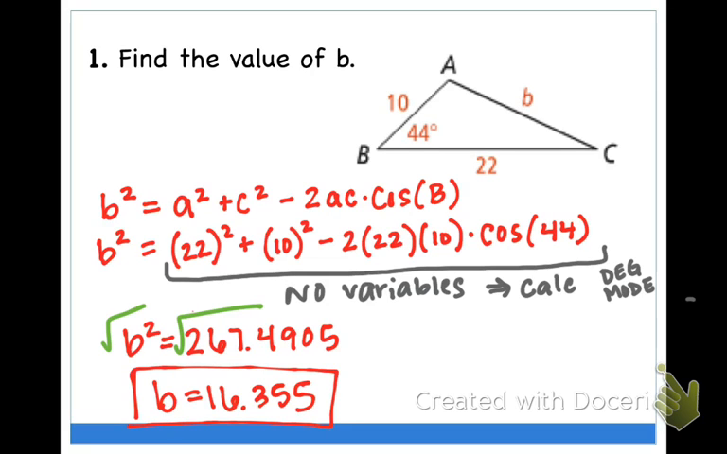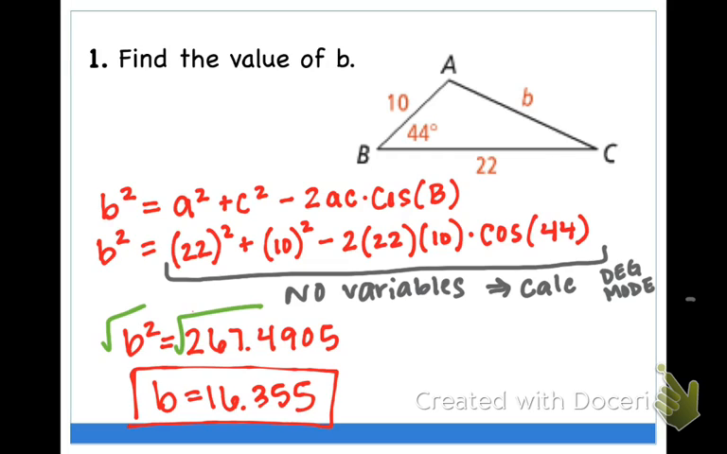Right now, it doesn't really matter how far we round. On WebAssign, it will be very clear, and on your test, I will tell you how many decimal places we want. But that's our side length. So using law of cosines, if you're looking for a side, is a lot of calculator work. Typing it into your calculator, and then the key thing at the end is remembering to take your square root.